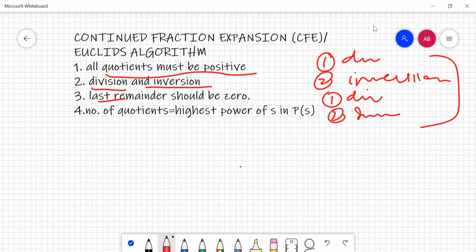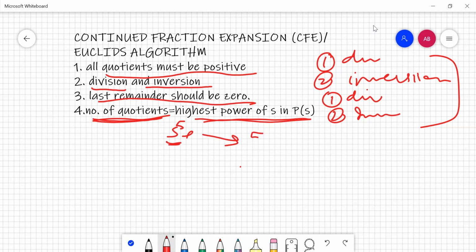The third point is the last remainder should always be equal to 0. When we discuss your Hurwitz polynomial, we calculate whether the given polynomial is Hurwitz or not. When we carry out CFE, the last remainder should always be 0. And the final point that will cross-check your values is that the number of quotients you are going to get should be equal to the highest power of s in the polynomial. Like we just discussed, a polynomial starting with s raised to power 5, for such a polynomial, the maximum number of quotients you are going to get will be 5.